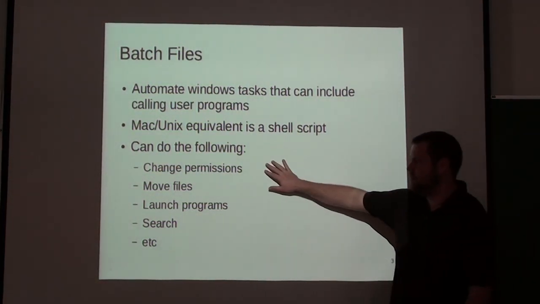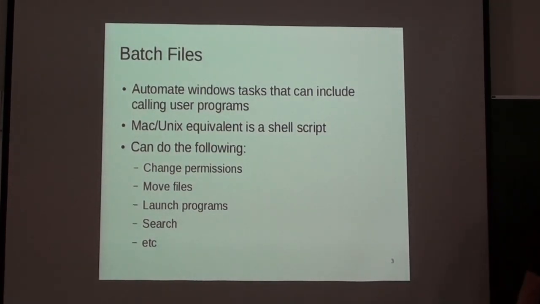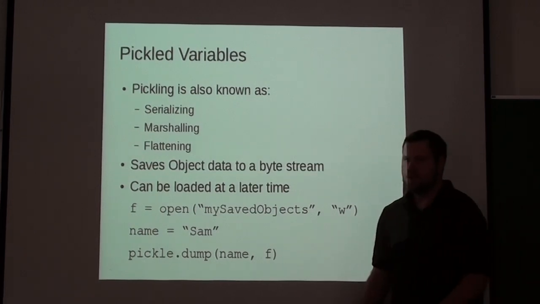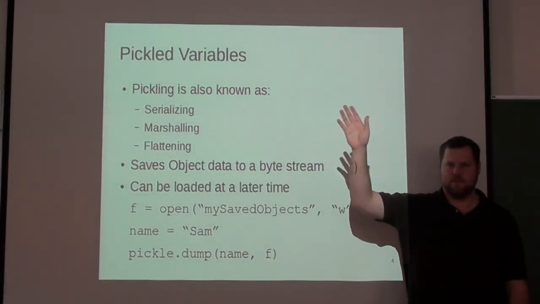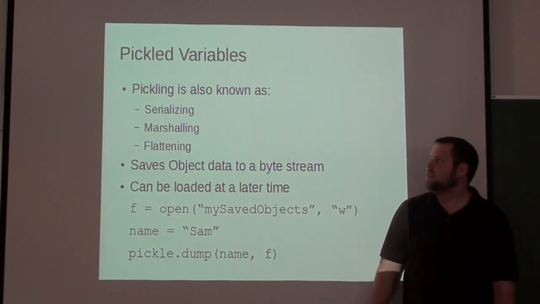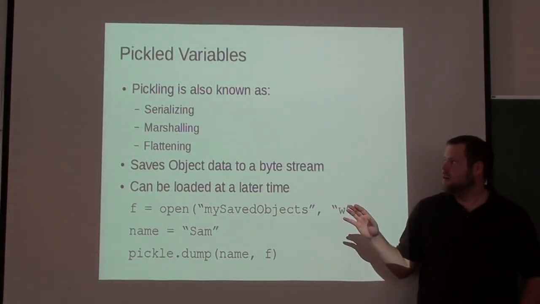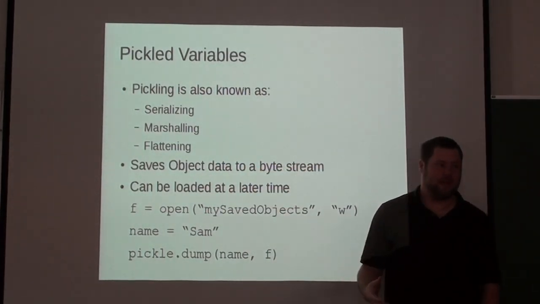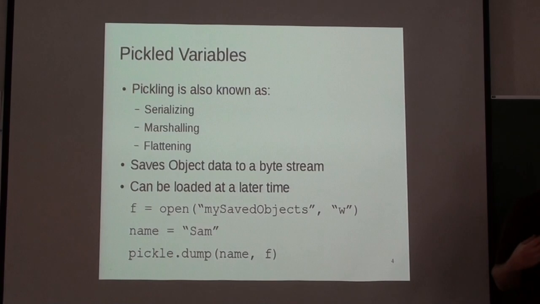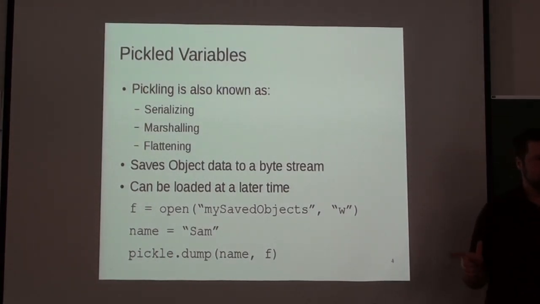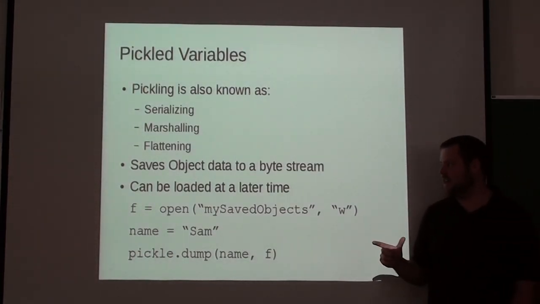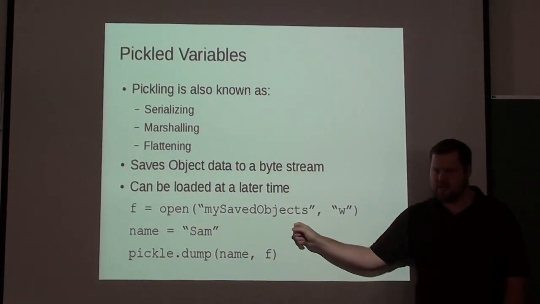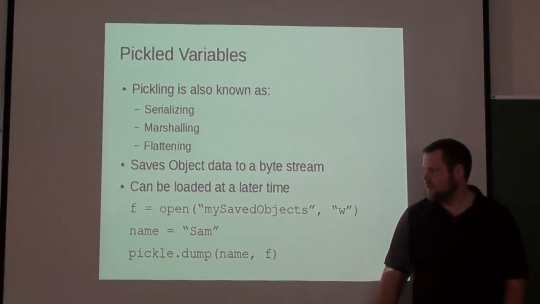So, as I was saying, batch files can do these things. Somebody asked about pickling variables. Anyone want to admit to that? Okay. So, pickling a variable is the same as serializing, marshalling, or flattening. They all mean the same thing. Pickling is writing an object as a byte stream to a file. And that sounds a little confusing, but this is why we needed the file tasks.